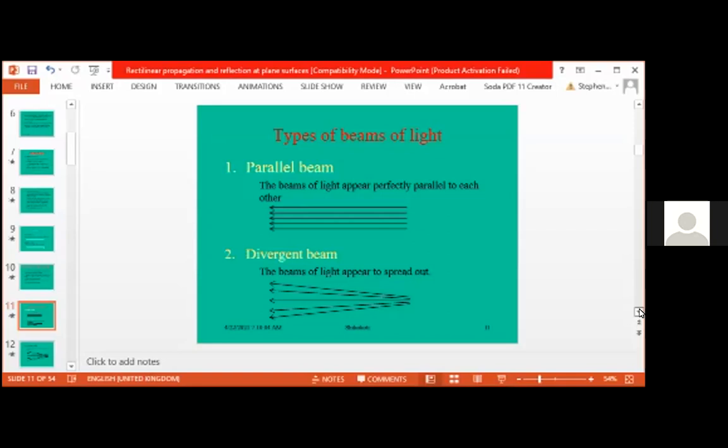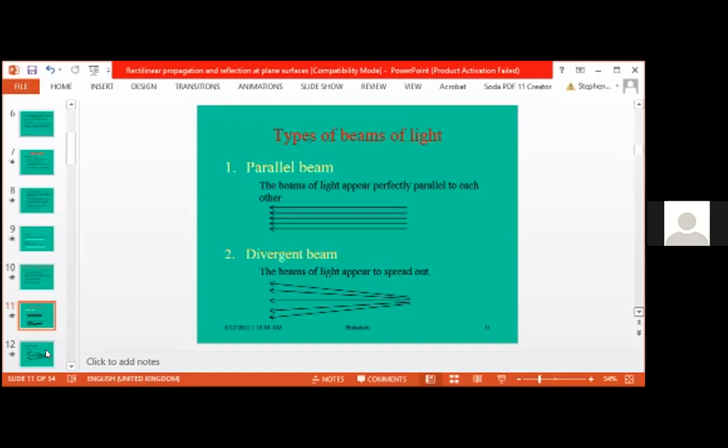Then they have a divergent beam. Divergent would mean that the light, the beam, seems to be spreading out and becoming wider as it moves away from the source. That would be divergent, which we have in the second diagram.